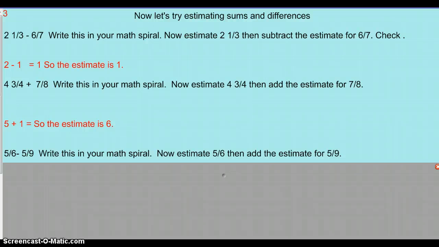5/6 minus 5/9. Write this in your math spiral. Now estimate 5/6, then subtract the estimate for 5/9. Pause the video now.